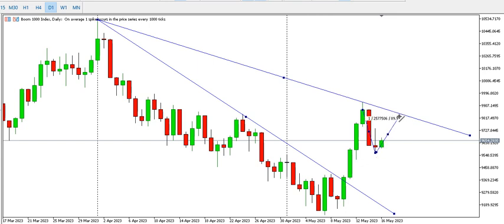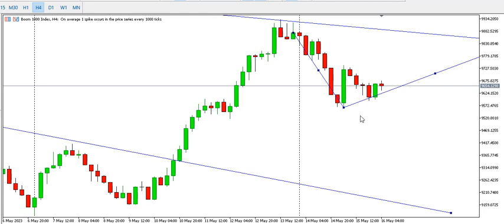But as it goes up, there is this descending trend line that must be broken for price to continue up. Okay, that's that on the daily time frame. Let's look at the 4-hour time frame. On the 4-hour time frame, we can see that price is bullish.